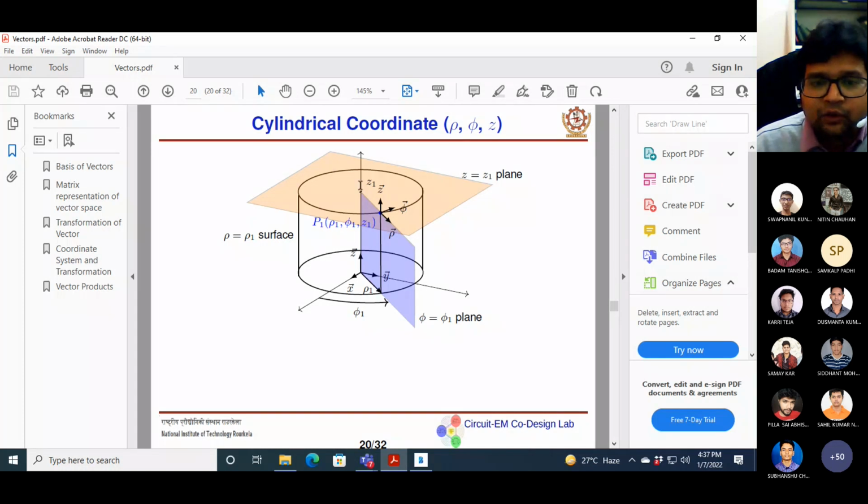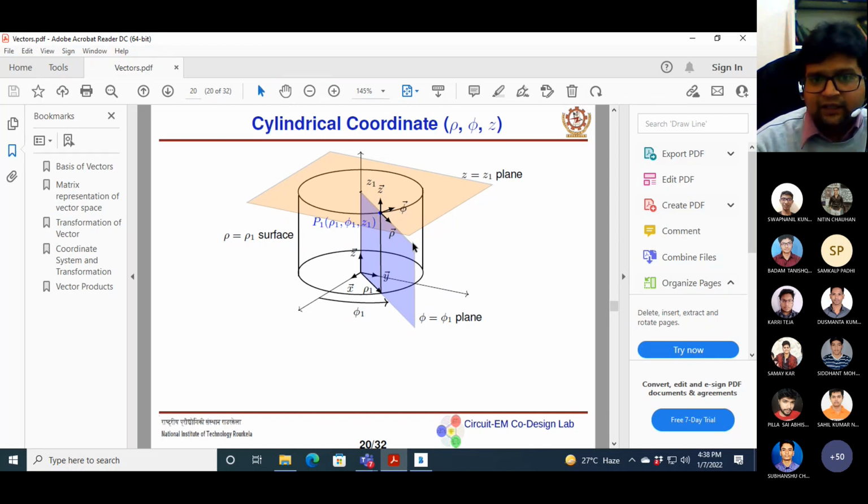So we have considered a hypothetical cylindrical surface, considering that the point is on the boundary of this surface. Now here you can see the z is basically similar to our original z, and rho is basically normal to this cylindrical surface.